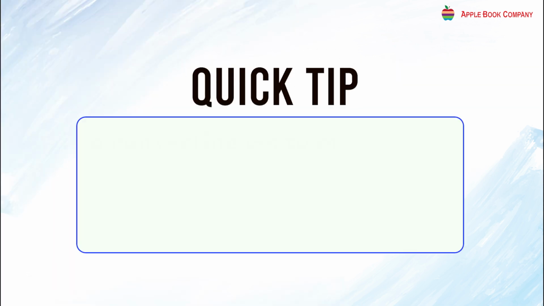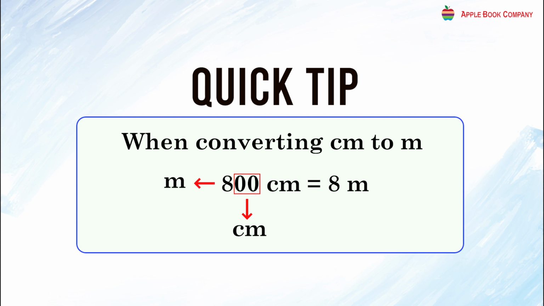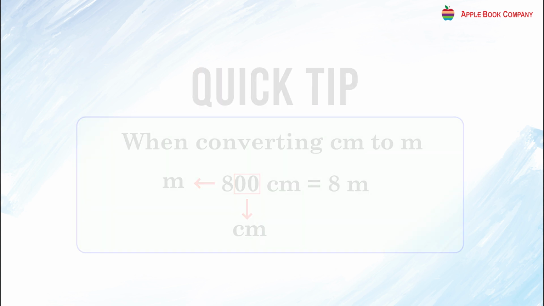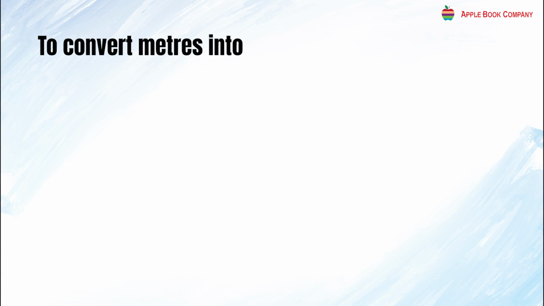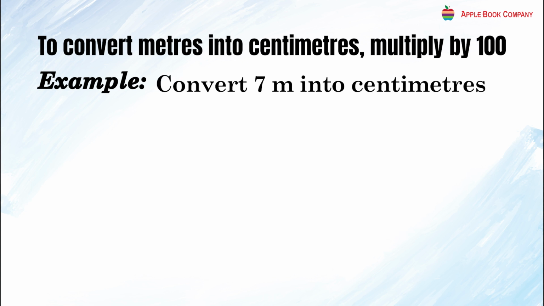Quick tip: when converting centimeters to meters, the last 2 digits represent cm while the remaining digits represent m. That is 8 meters, 800 centimeters. To convert meters into centimeters, multiply by 100. Example, convert 7 m into centimeters. So 7 m is equal to 7 into 100, which is equal to 700 centimeters.